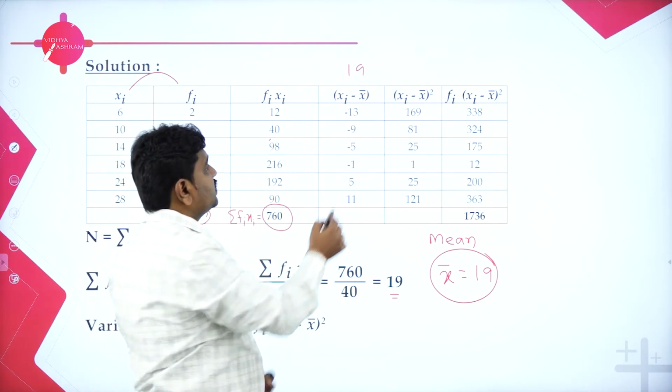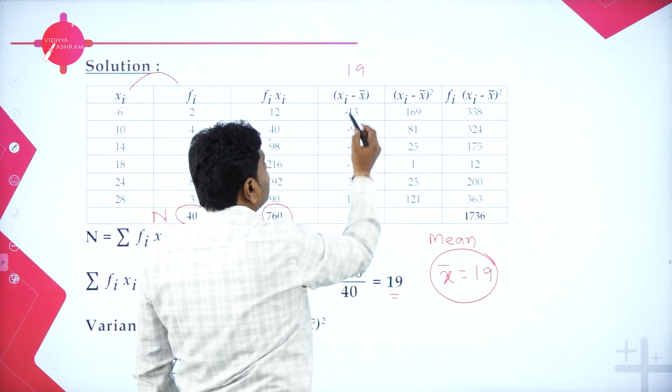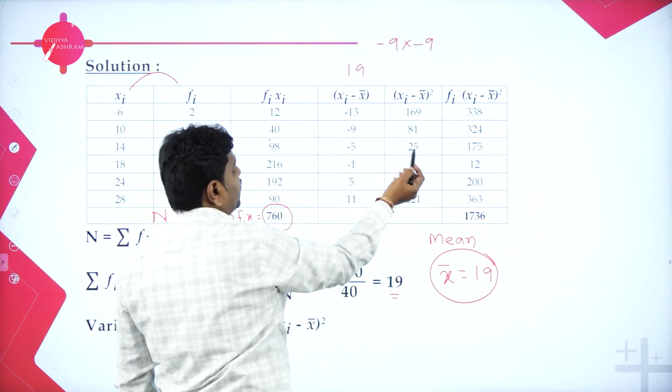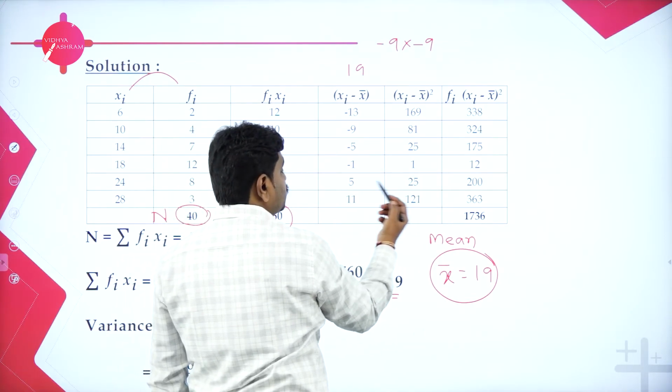Then square this, xi minus x bar the whole square. Minus 13 the whole square is plus 169. Minus 9 whole square means minus 9 into minus 9, plus 81. Minus 5 square 25. Minus 1 square 1. 5 square 25. 11 square 121.